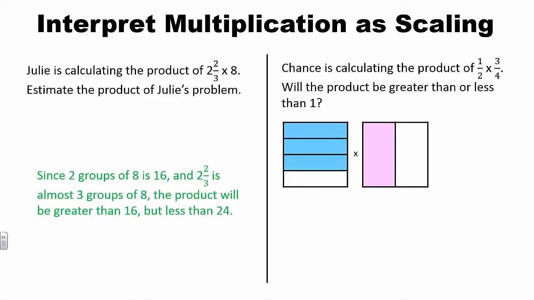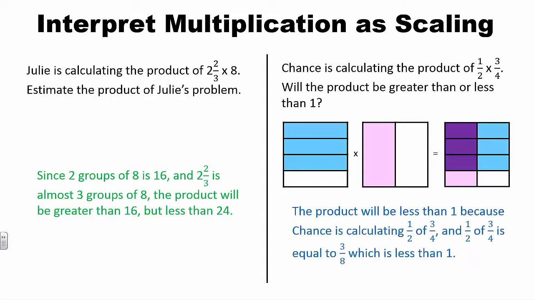We are trying to find 1/2 of 3/4. If we merge the two models, the dark purple represents the overlap between 1/2 and 3/4. The dark purple represents 3/8 of the whole. So the product will be less than 1 because Chance is calculating 1/2 of 3/4, and 1/2 of 3/4 is equal to 3/8, which is less than 1.